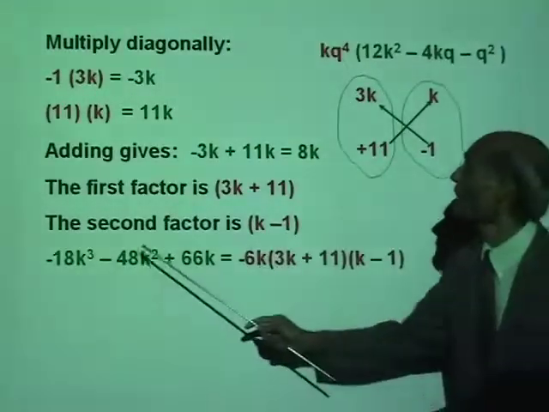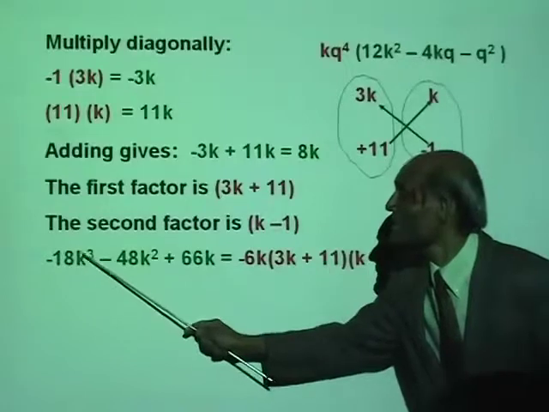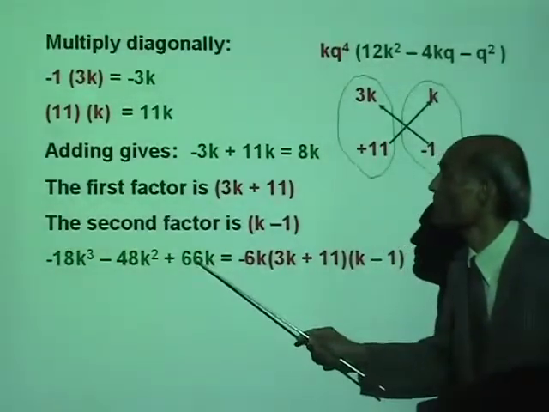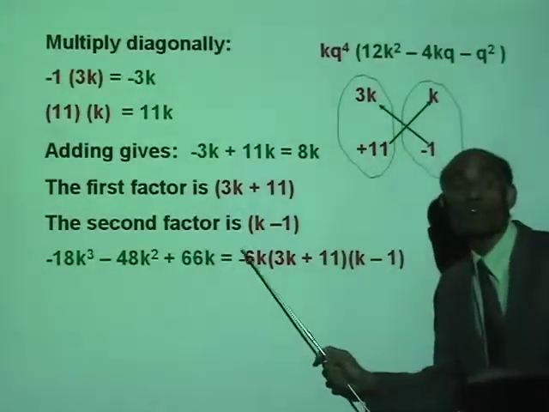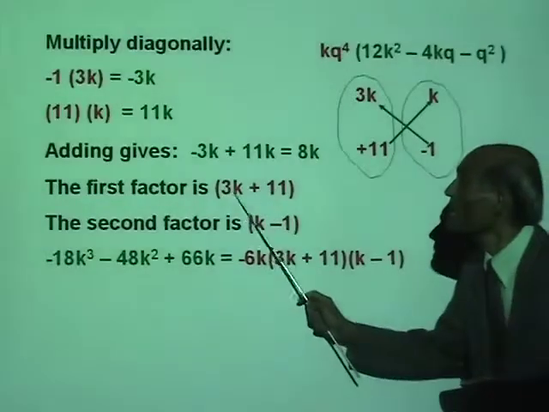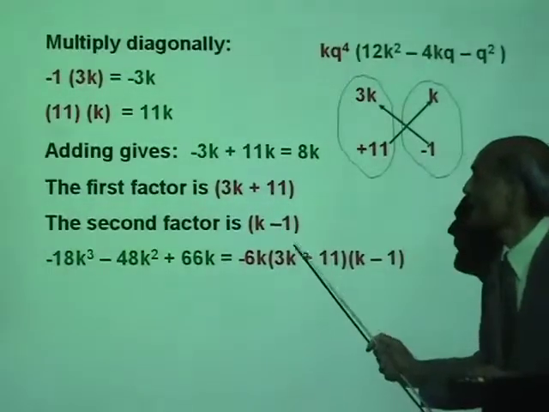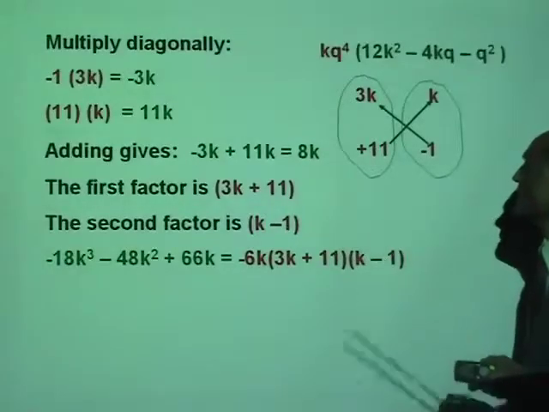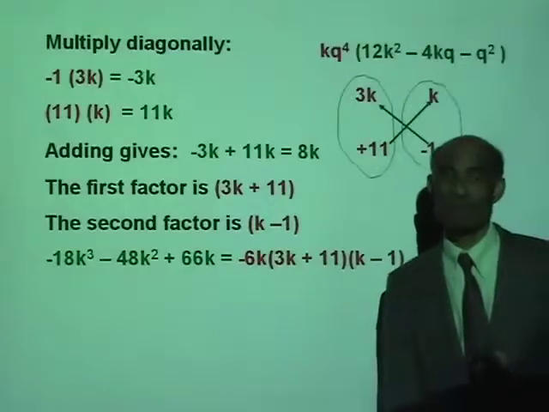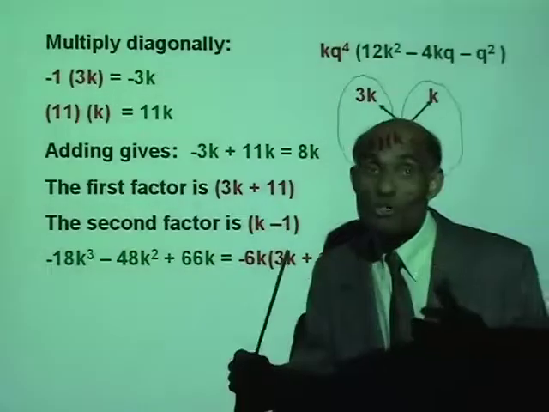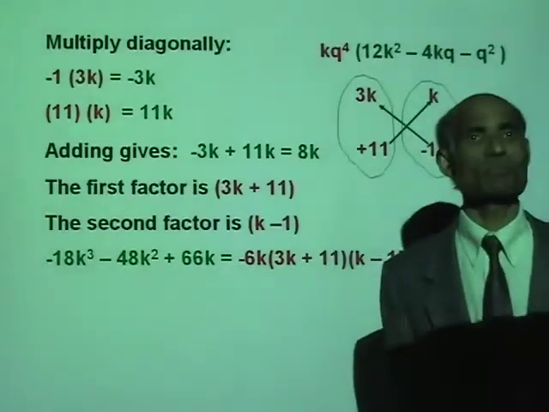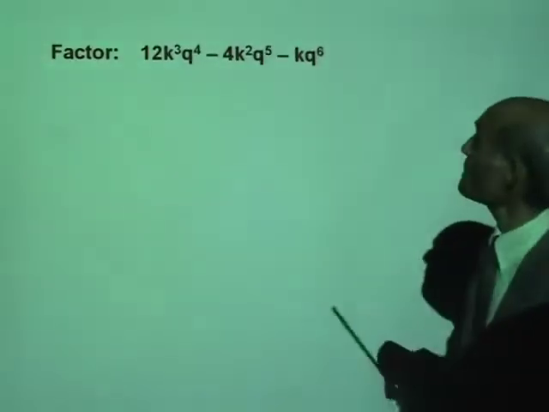And therefore, negative 18k cubed minus 48k squared plus 66k. You remember we factored out the negative 6k, and the remaining trinomial is factored as 3k plus 11 times k minus 1. Okay? Alright. It is good to go back and look at this one more time so that you feel confident in doing problems like this. Let's try another one.